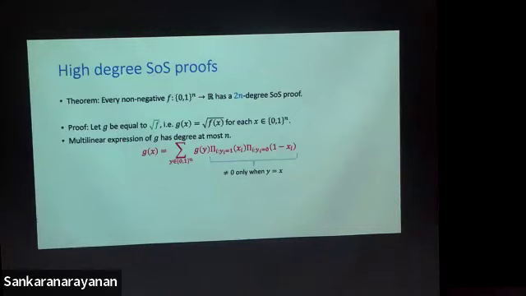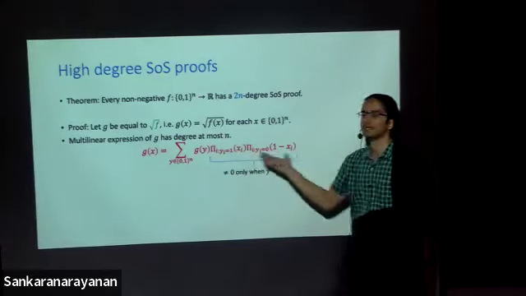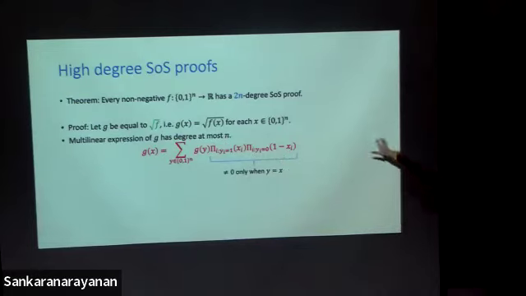Okay? So this is true for any polynomial over the hypercube. Any polynomial over the hypercube has degree at most n. And that's what this proof is saying. Wait, why is this degree at most n?